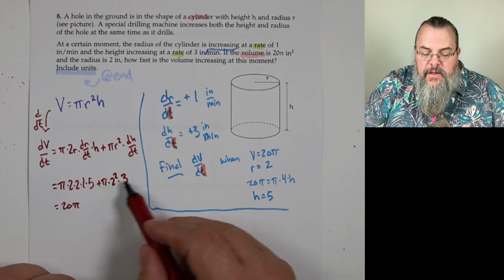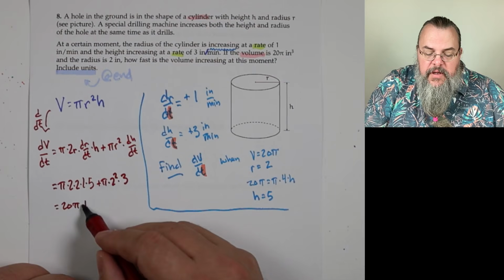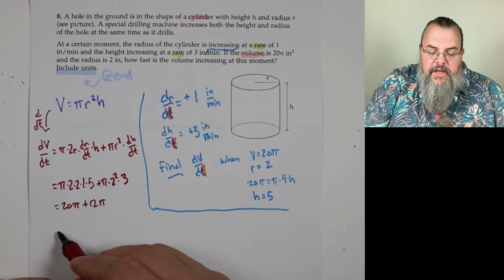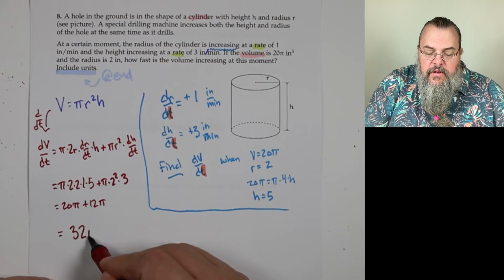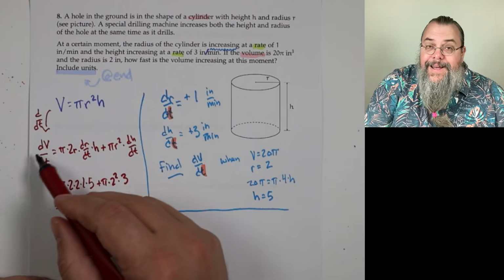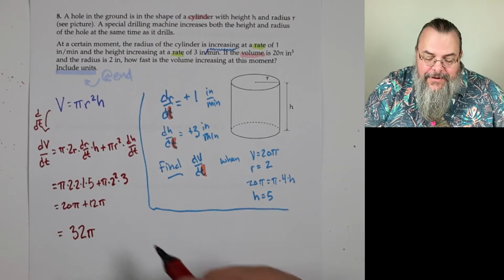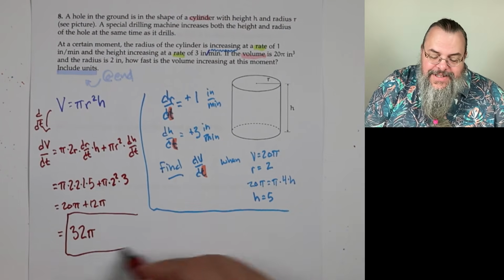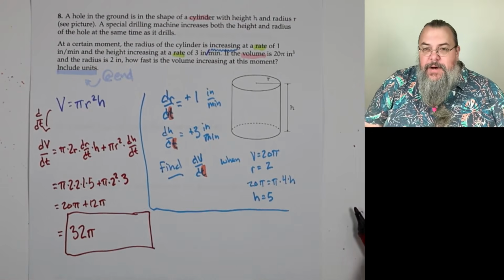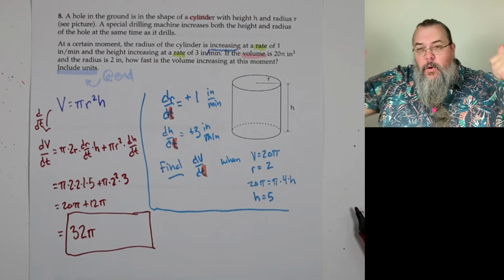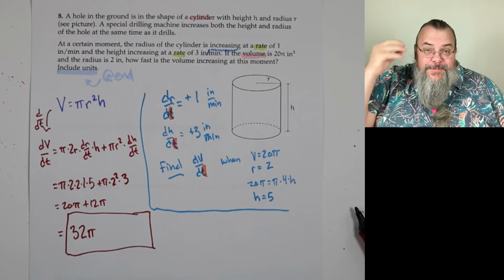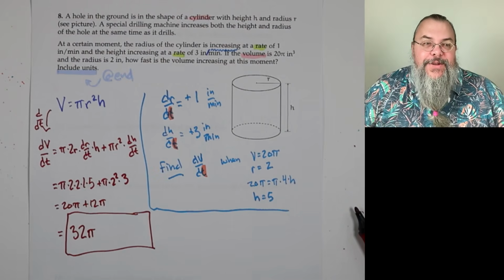2 squared is 4 times 3 is 12, plus pi makes 12 pi, so that makes 32 pi. Hey, we did it! We found dv dt! Woohoo! Nice! Good job, us! High fives! You know, in our minds, we're celebrating as we do this.